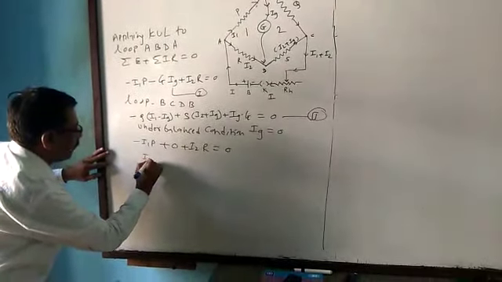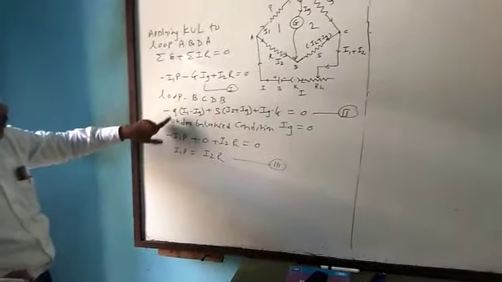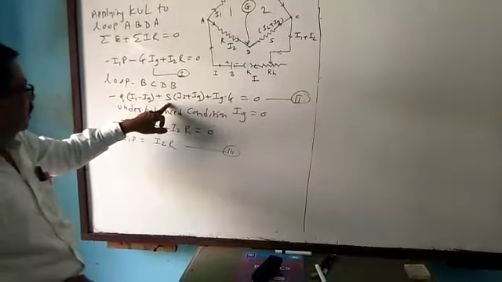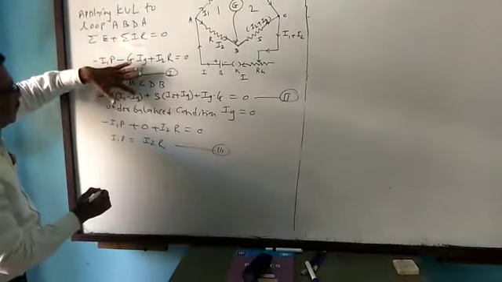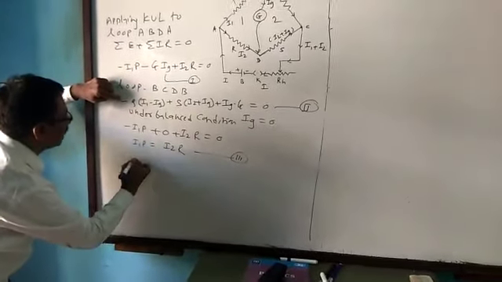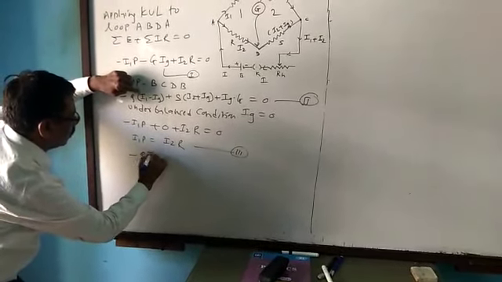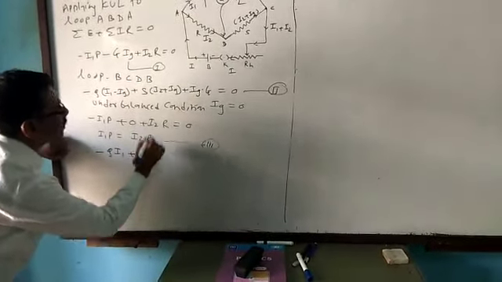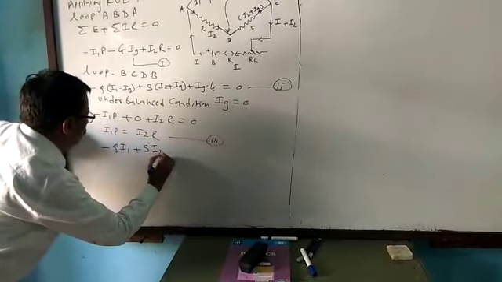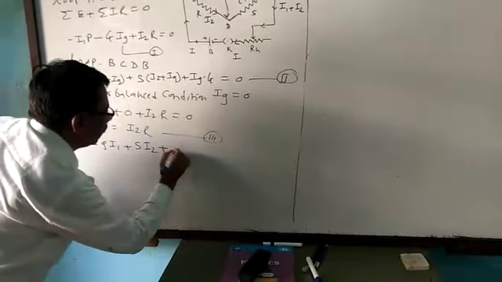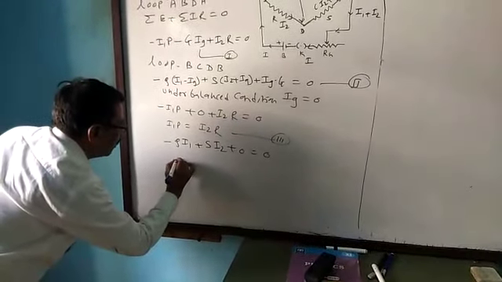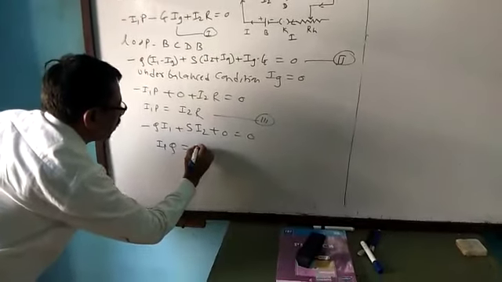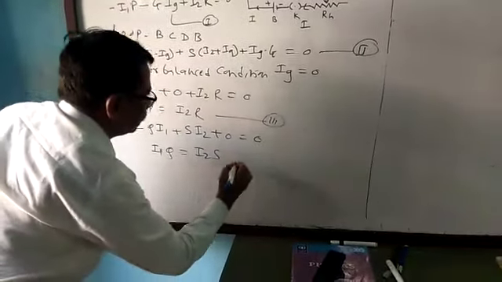This is equation number 3. Again, applying the balance condition IG equals 0 in equation 2, it is minus Q into I1 plus S into I2, and this factor is 0, is equal to 0, and therefore it becomes I1 into Q is equal to I2 into S, equation number 4.